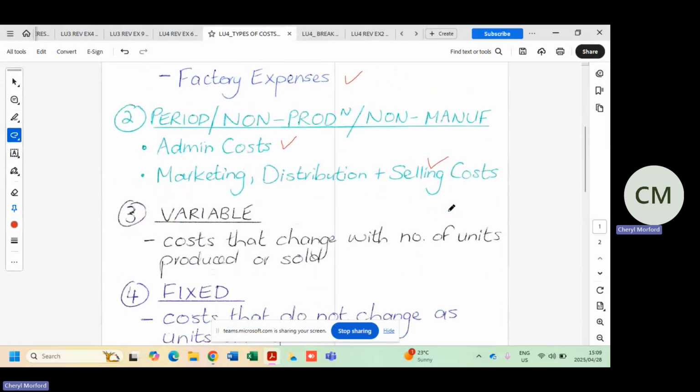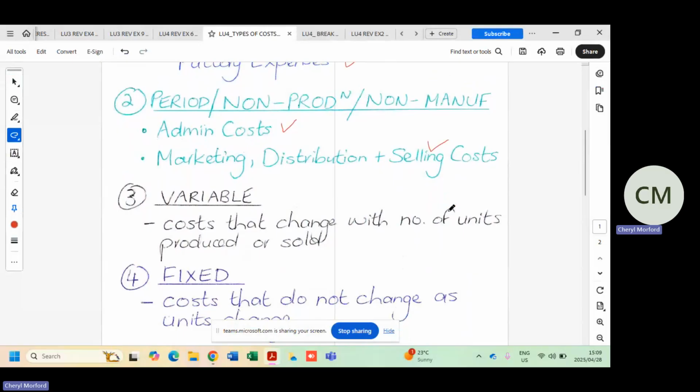Another way that we can distinguish between costs is on the basis of whether they are variable or fixed. So you have encountered these terms before when you did your economics. So a variable cost is one that varies or changes with what? The number of units produced or sold. So these are costs per unit. The more you produce or sell, the more of the variable costs you have. If you cut back on the number of units you produce or sell, so your variable costs will change.